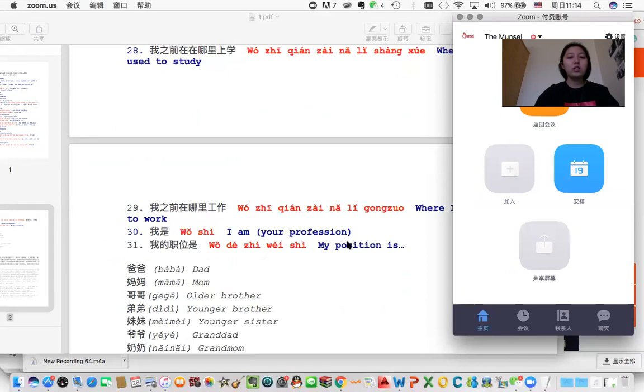我的职位是 is my position is. 我的 is my. 职位 is position. 是 is. So altogether 我的职位是, my position is. Good.